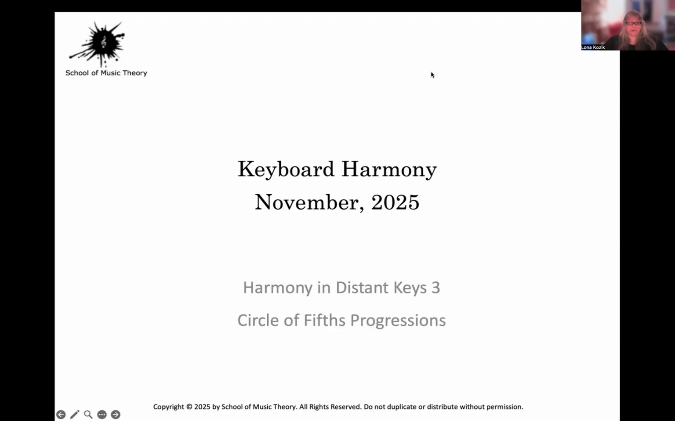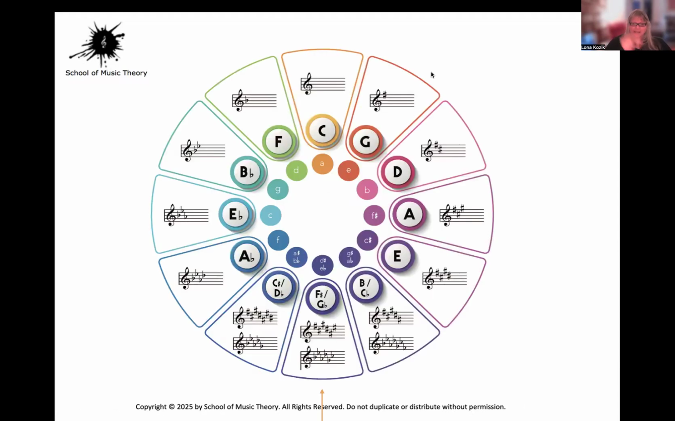Okay, welcome to week 3 of our keyboard harmony in November. We're working in distant keys: F sharp major, D sharp minor, B major, G sharp minor, D flat major, B flat minor. These are the keys that are at the opposite end of the circle of fifths, opposite from C, F, G, the very familiar keys.